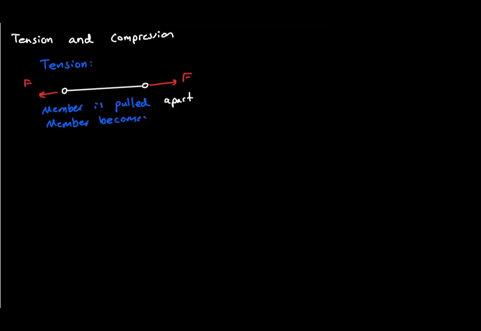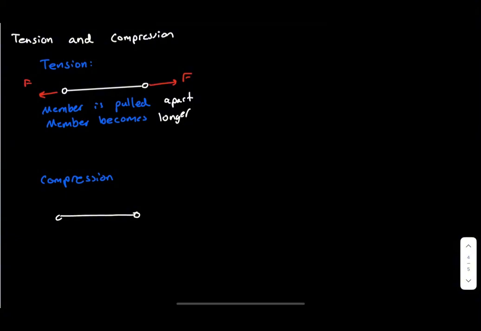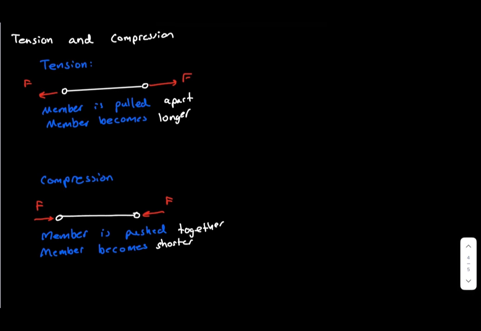Now let's look at the two possible types of axial force. If the member is being pulled apart, it is in tension. Under tension, the member becomes longer. If the member is being pushed together, it is in compression. Under compression, the member becomes shorter.